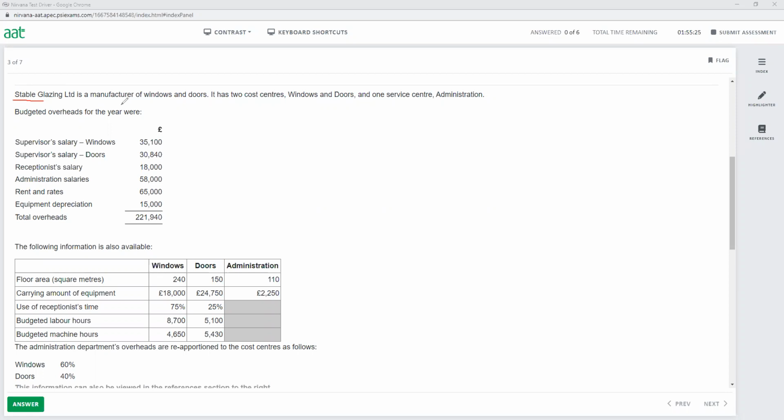SG Limited is a manufacturer of windows and doors. So there is a company, they make windows and doors. It has two cost centers, windows and doors, and one service center, that is admin. We know already any service center cost, that is admin, later on has to be apportioned or reapportioned back to the window and the door, because the service center, they don't have any income.